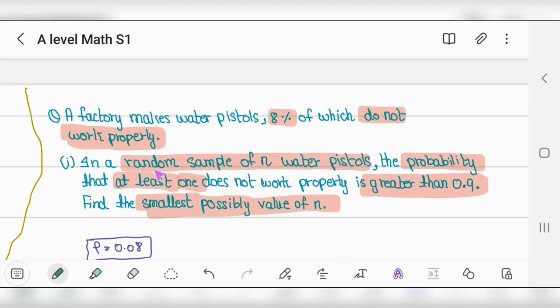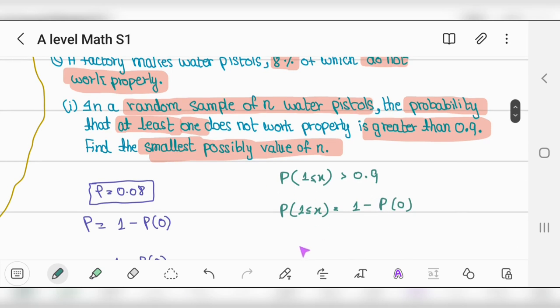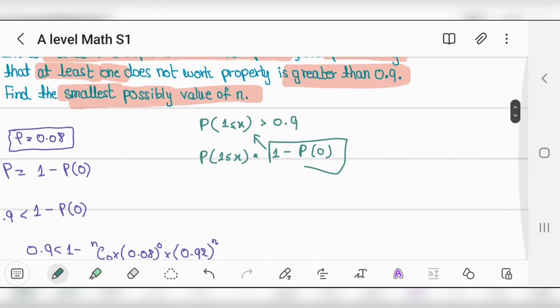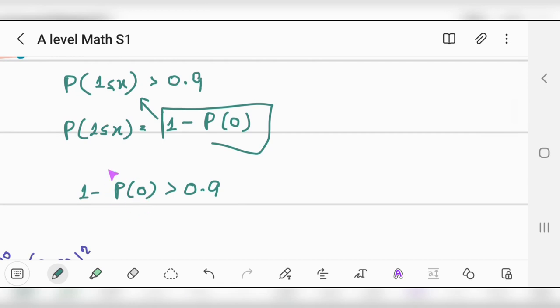Okay, it's saying that at least one does not work properly. So the probability of at least one not working properly is greater than 0.9. At the same time, we need to find the probability of. So in order to do that, we could just do 1 minus the probability of 0. So let me just make a substitution here. So I will get 1 minus probability of 0 is greater than 0.9, and now I need to know the probability of 0.